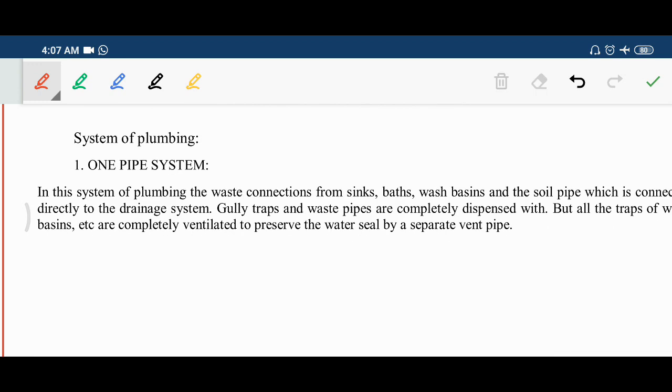Next we have systems of plumbing: one pipe system and two pipe system.